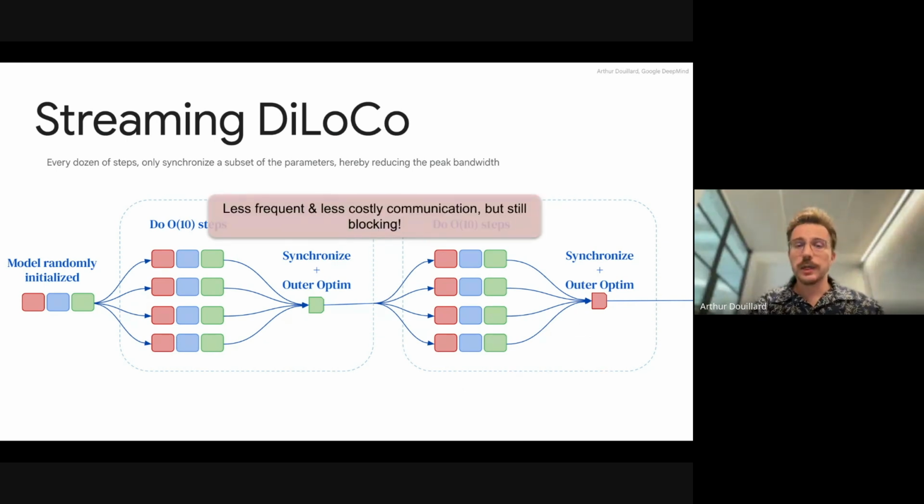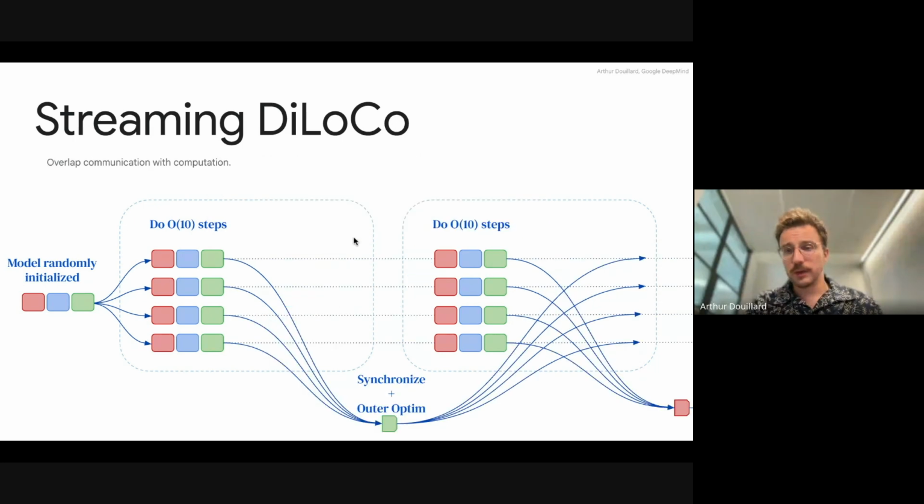The good thing is that, as before, it's a less frequent communication because it only happens once in a while. It's also a less costly communication. It's a way to do a form of compression, as we only communicate a subset of parameters, but without any loss of ML performance that we found in practice. But that's still a blocking operation.